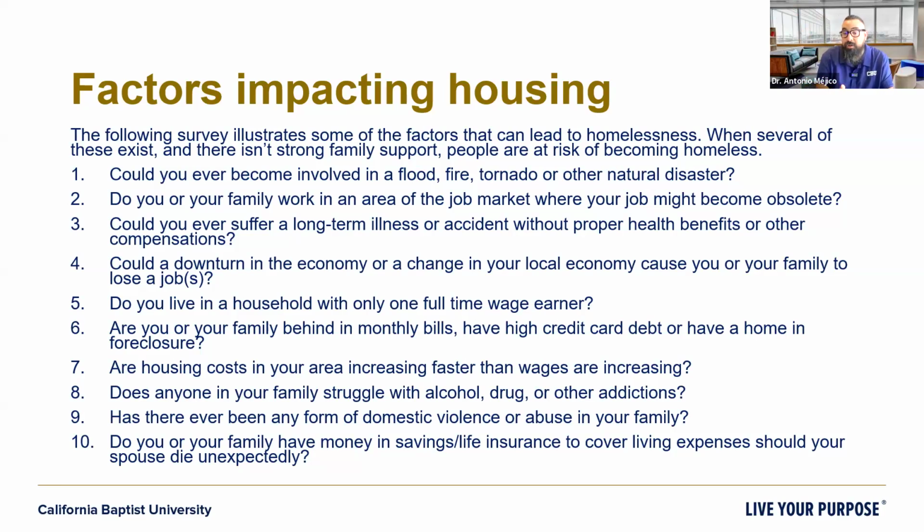Does anyone in your family struggle with alcohol addictions, drugs, or anything like that? As a result, right? Maybe they lose a job, maybe they need to go to treatment, and as a result of that, either babysitting changes or income changes or something like that. And do you and your family have money or savings or life insurance to cover the expenses should a spouse die unexpectedly, right? If my wife were to pass away, God forbid, or if I were to pass away, right? We're a two-income household. That income is literally being cut in half, right? So we have to talk about how would that work for us, right? If something like that were to happen.